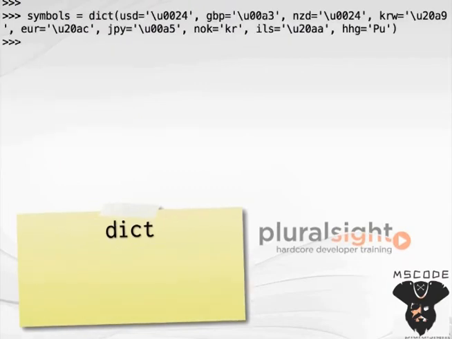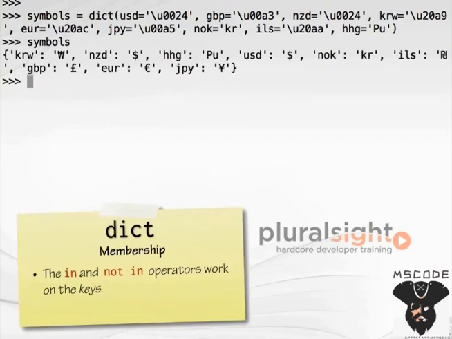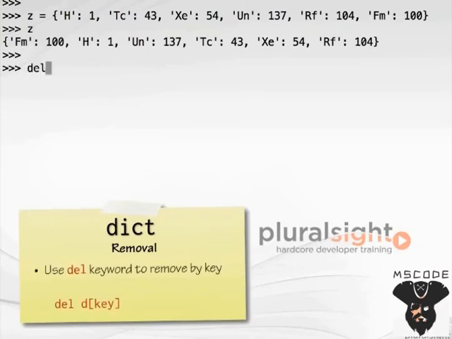The membership test for dictionaries uses the in and not in operators and works only on the keys. Here we create a dictionary mapping ISO currency codes to Unicode currency symbols. We use the membership testing operators to show that the New Zealand dollar is in the list of symbols, whereas the Macedonian dinar is not in the list of symbols. Here we use the del keyword to remove the fictional element unobtainium from our periodic table.